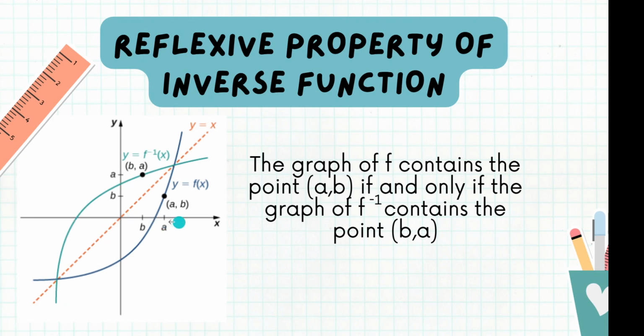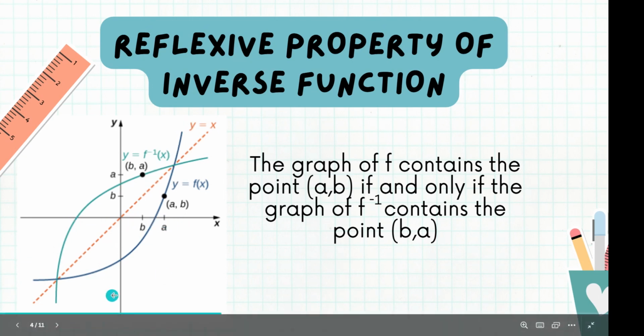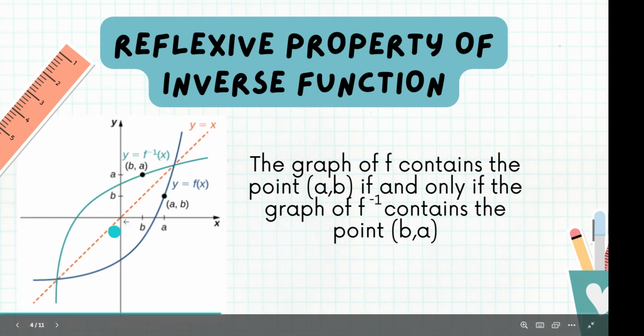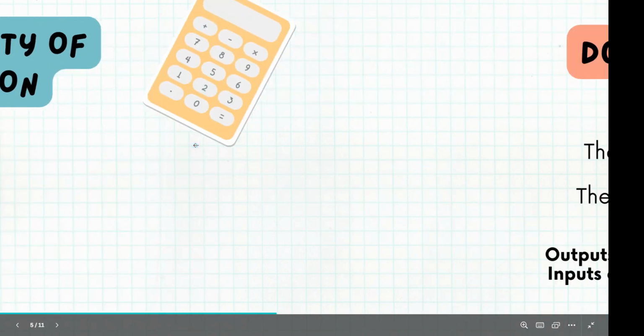So again, this is the graph of f of x containing the point (a, b), and this is the graph of its inverse containing (b, a). It's just that the x of the regular function becomes the y of its inverse and vice versa. Also to note, inverse functions are mirrored across the y equals x line.